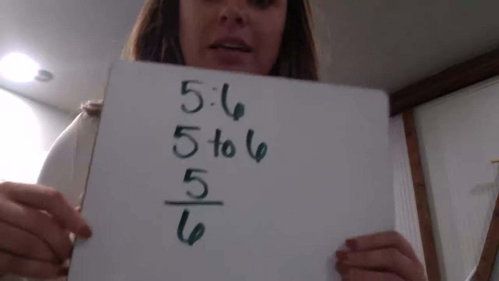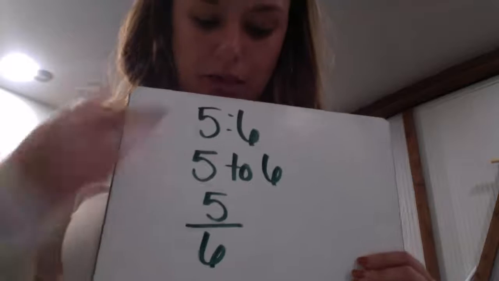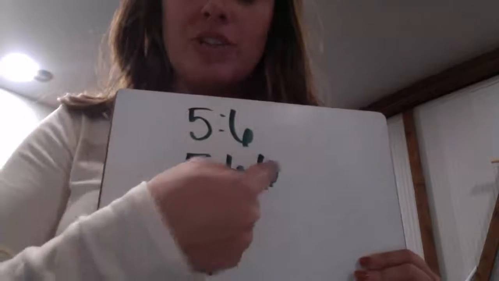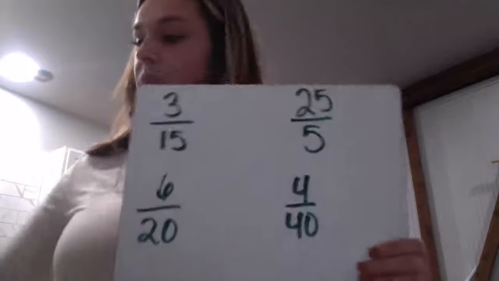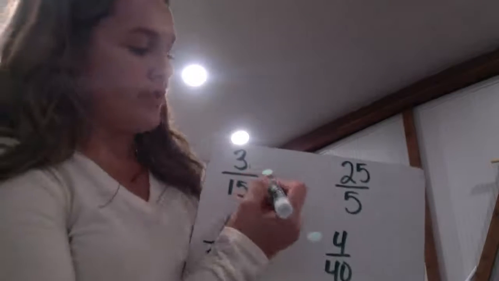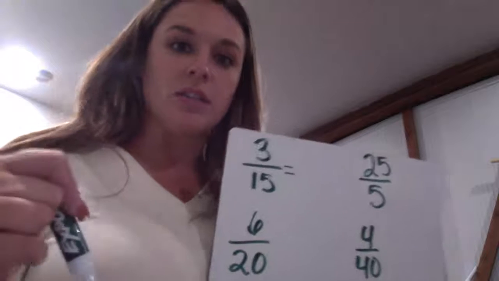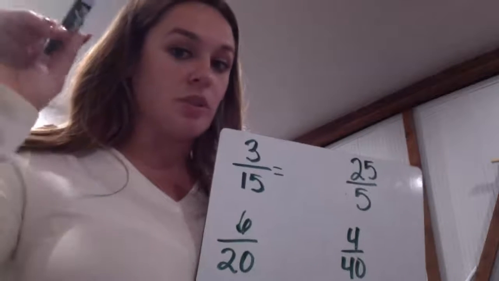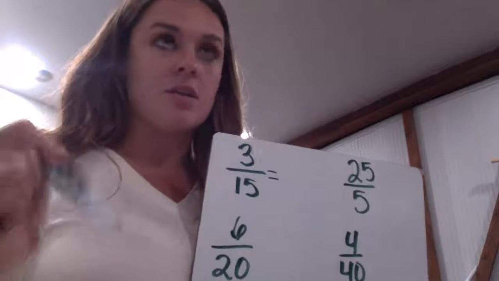And this could mean like, I like basketball. So 5 made shots to 6 shots taken. Okay. So now your first few questions, and these are on your lesson. They just want you to simplify these. So first we've got 3 over 15. What can go into 3 and into 15? We just need to divide the top and the bottom by the same number.